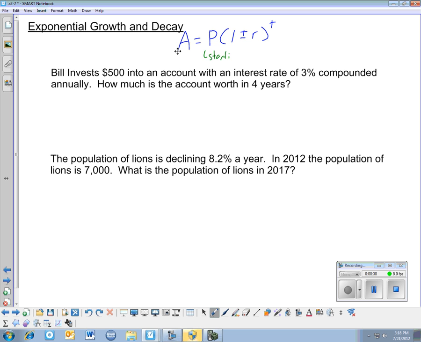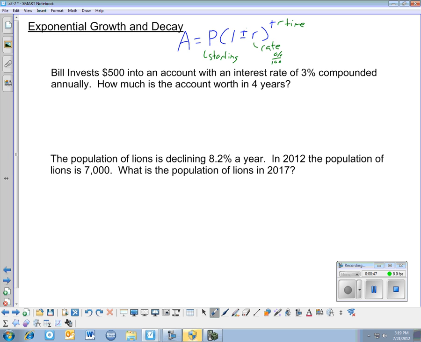R stands for the rate, and that's your percentage. You can get that by doing your percentage divided by 100. We'll talk more about that in a minute. And T stands for time.